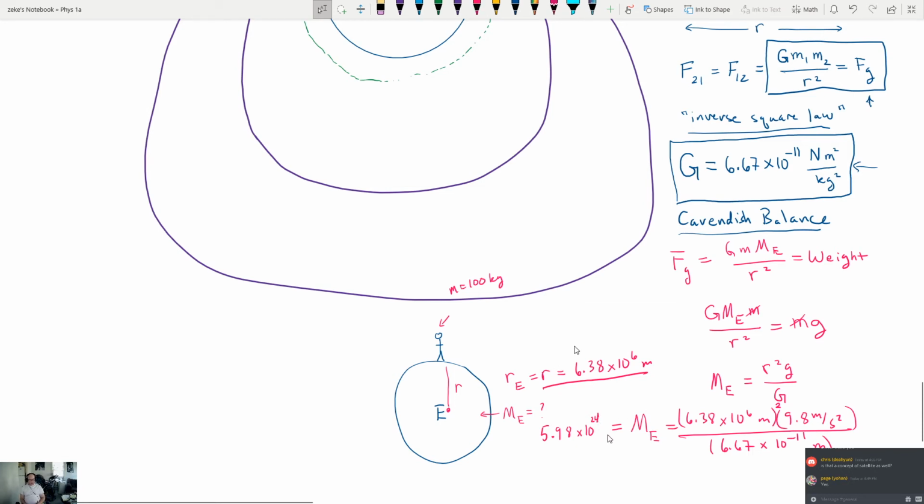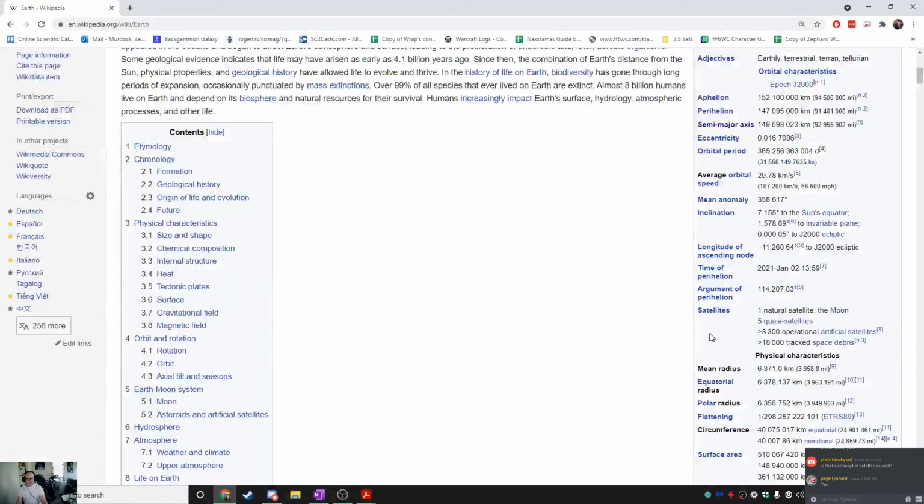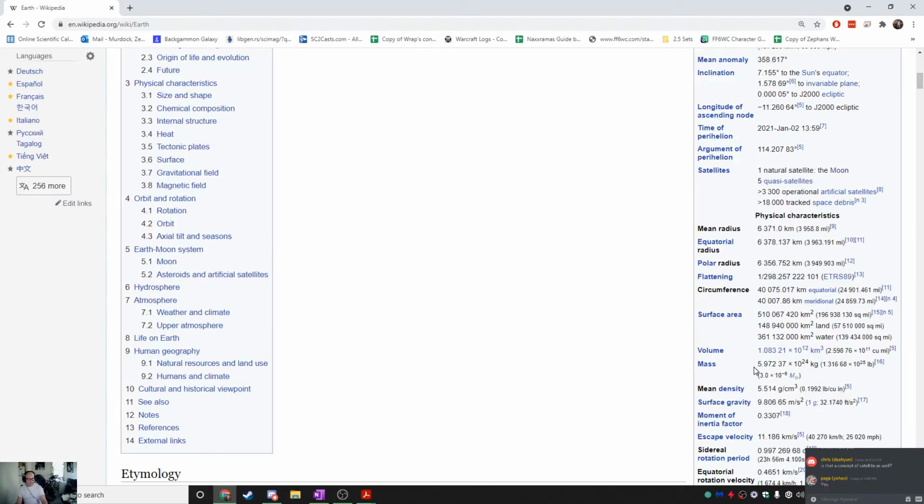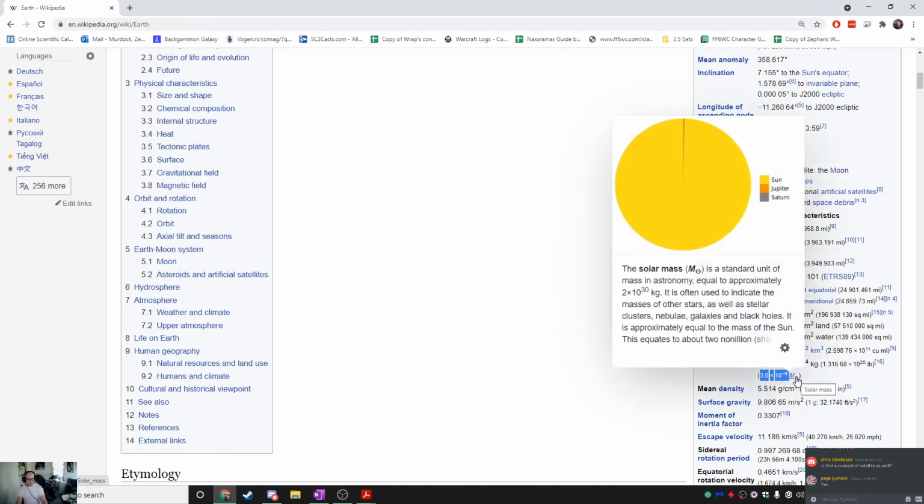24. And then the unit is kg, kilograms. And we can just check real quick. I know that's the right answer, but somewhere along here you're going to have a mass. There it is. Pretty close, 5.97 times 10 to the 24. Pretty close. Or about 3 millionth the mass of the sun.